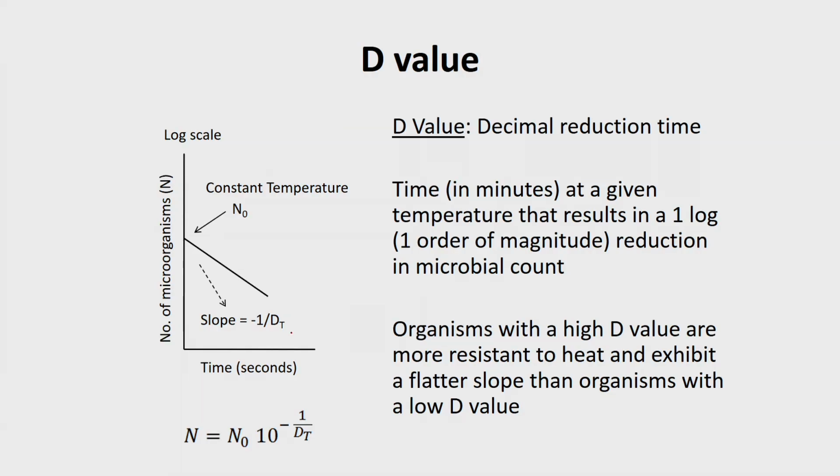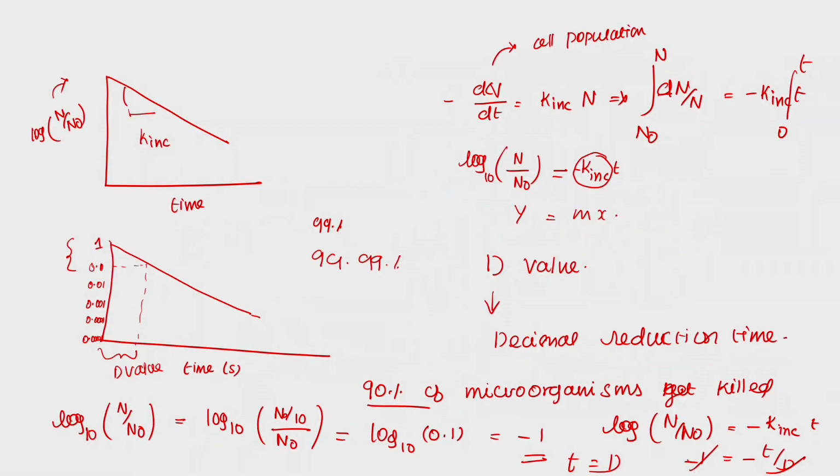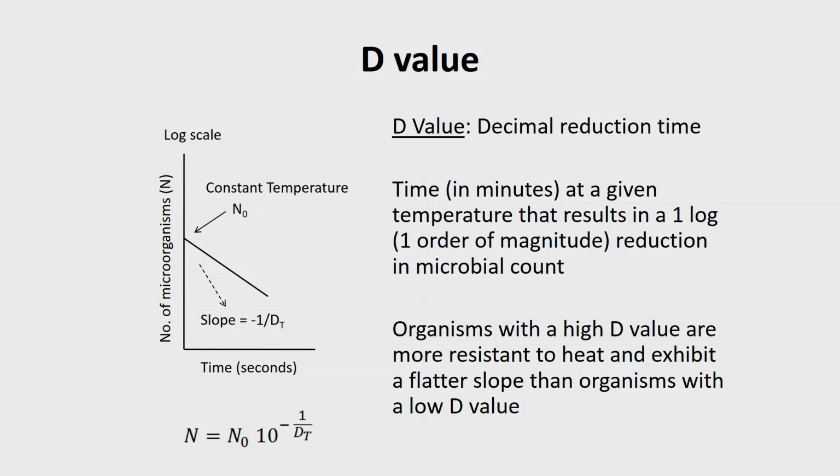So, this T represents a particular temperature. Here I talked in terms of log scale, but here it is represented as N. N is nothing but the number of microorganisms, that is, the cell population, and N naught is the initial concentration. So, 10 to the power of minus 1 upon Dt, we already said this is nothing but minus k inactivation, which is the decimal reduction time Dt, right. And this is something important.